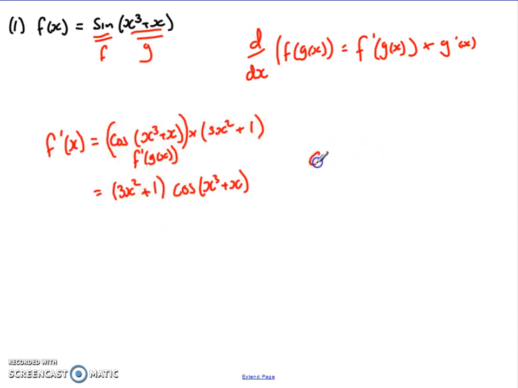We don't write it as cos of x cubed plus x times the 3x squared plus 1, because that looks like we're multiplying these and then taking cosine. It's not like that, so don't fall into that trap when you're doing this.